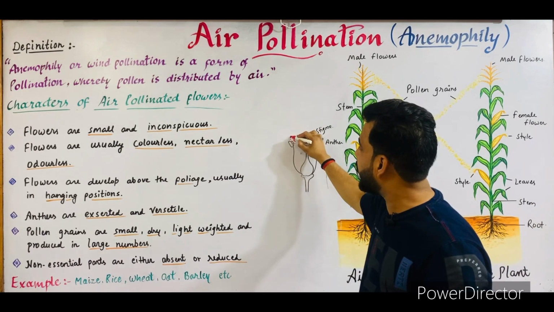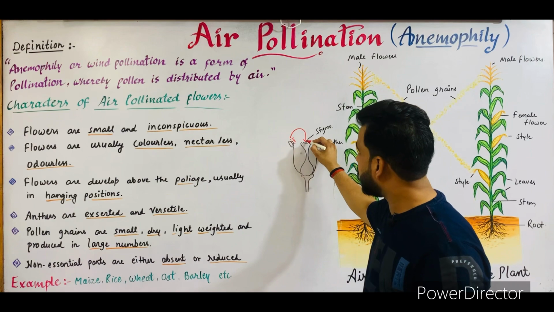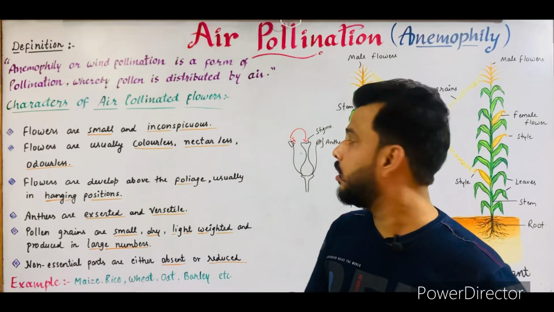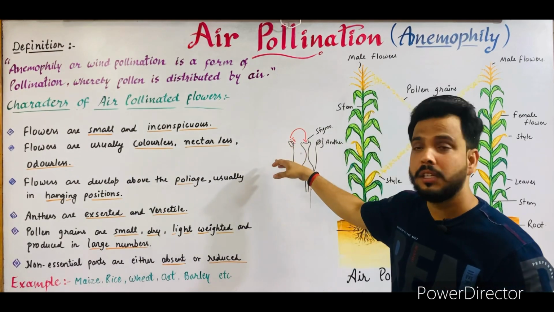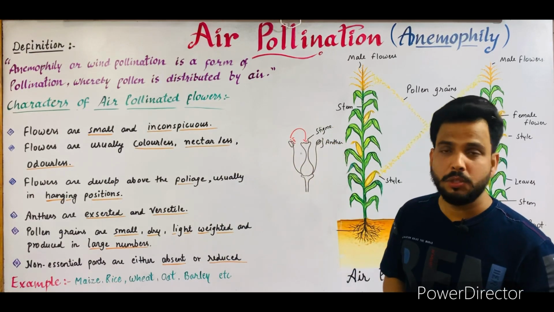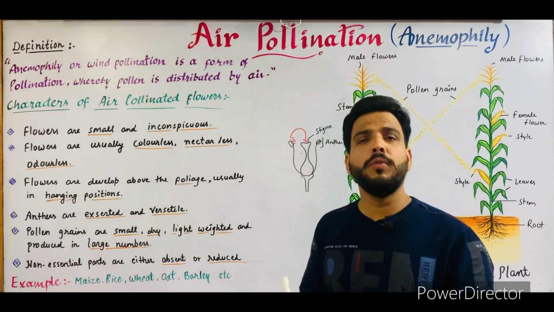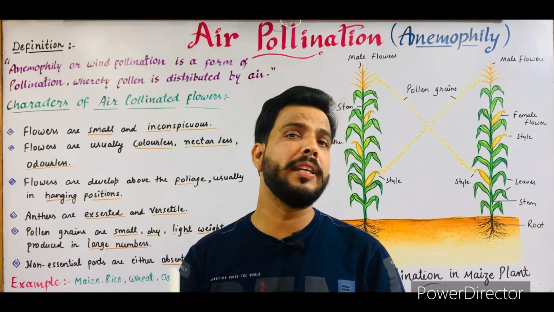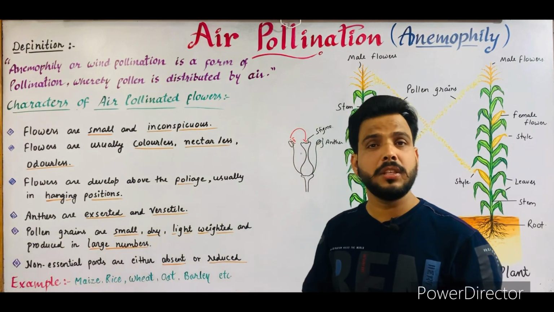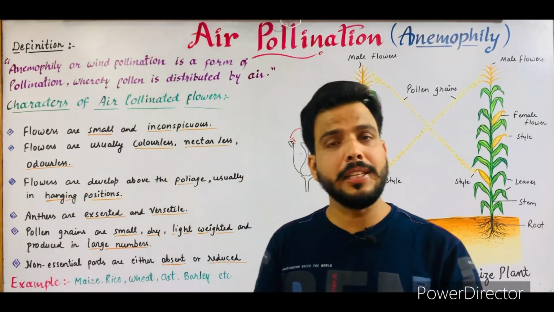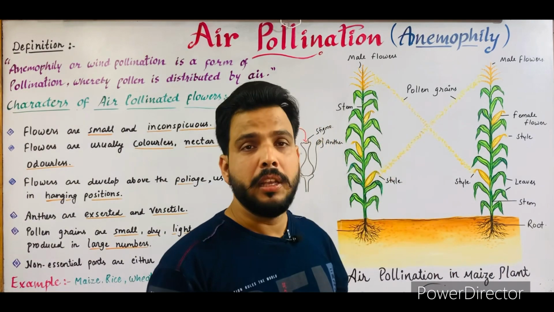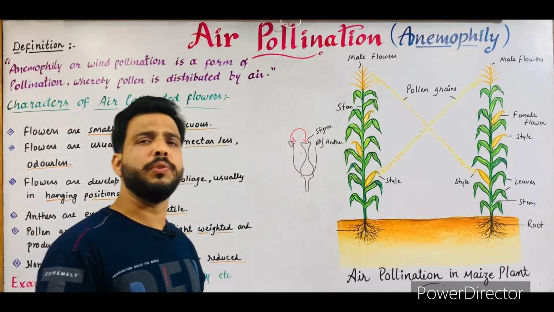When the pollen grains of the anther reach the stigma of a flower, this phenomenon is known as pollination. It's a simple definition: when pollen grains move from anther to stigma, this phenomenon is known as pollination. Now pollination takes place with the help of different methods. It may occur with the help of air, water, or insects. So these are different methods of pollination. In this lecture I will describe air pollination, or wind pollination, or anemophily. Anemophily is the scientific term especially used for air pollination.